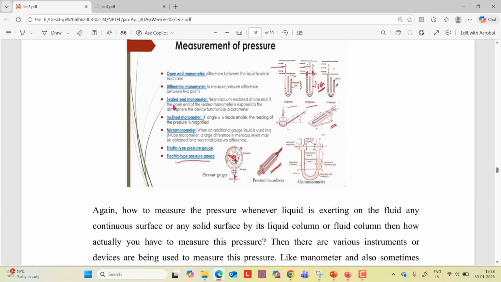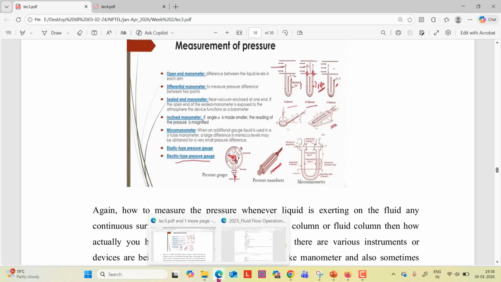Next one is the sealed end manometer. Near vacuum enclosed at one end. If the open end of the sealed manometer is exposed to the atmosphere, the device functions as a barometer. Sealed end manometer, right?